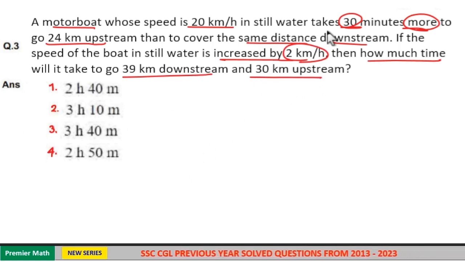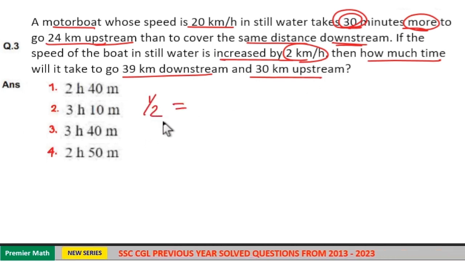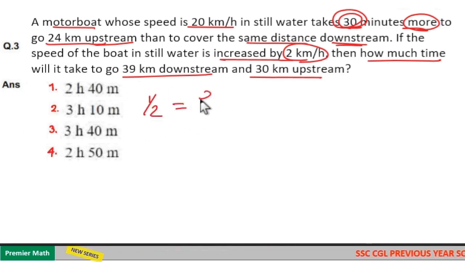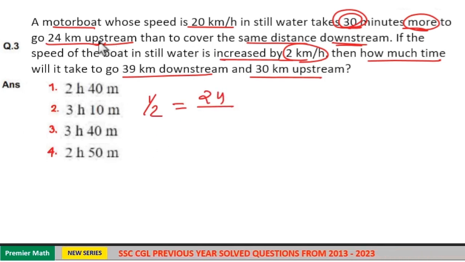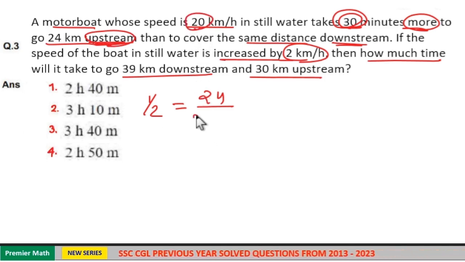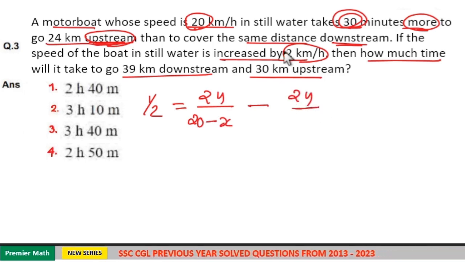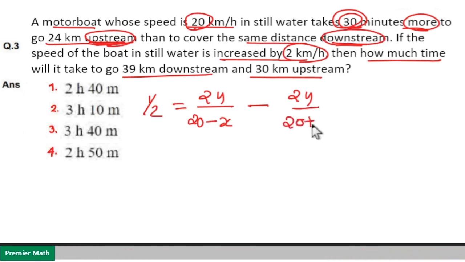Here, the time difference is 30 minutes to cover the same distance upstream and downstream, which means 30 minutes is equal to half hour. So time is equal to distance by speed. Here distance is the same, which is 24 km. The speed of the boat is 20. I'll take the speed of the river as x. Now upstream speed is 20 minus x. So 24 by 20 minus x minus downstream distance is 24 and downstream speed is equal to 20 plus x.